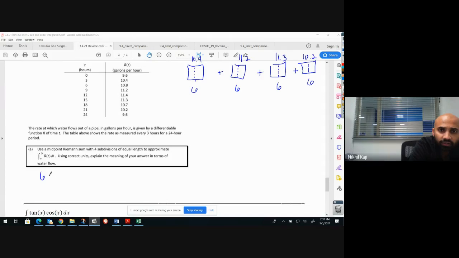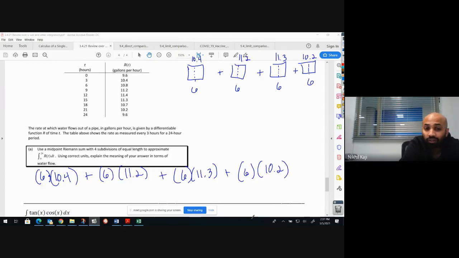6 times (10.4), let me put in parentheses so that doesn't get confused as a decimal, plus 6 times 11.2 plus 6 times 11.3 plus 6 times 10.2. There you have it. I'm not going to bother simplifying it. Remember, this is not a multiple choice question now, so I don't need to worry about it. Let me put my units. So this would be hours times gallons per hour. The hours would just cancel out, and this would be gallons.